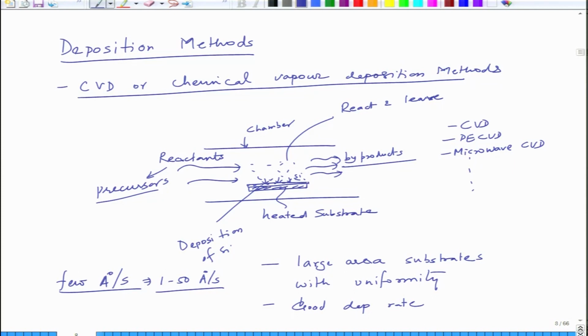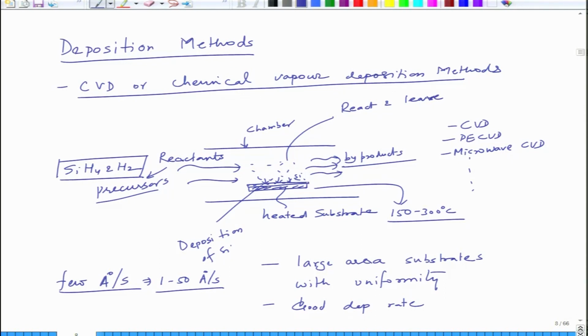Essentially the precursors in this case happen to be, generally in case of silicon, SiH4 and hydrogen as a carrier gas. So, these are two precursors which are generally used in case of, for example, RF CVD. Substrate temperature is of the order of 150 to 300 degrees centigrade, or maybe 400 degrees centigrade depending upon the type of CVD.